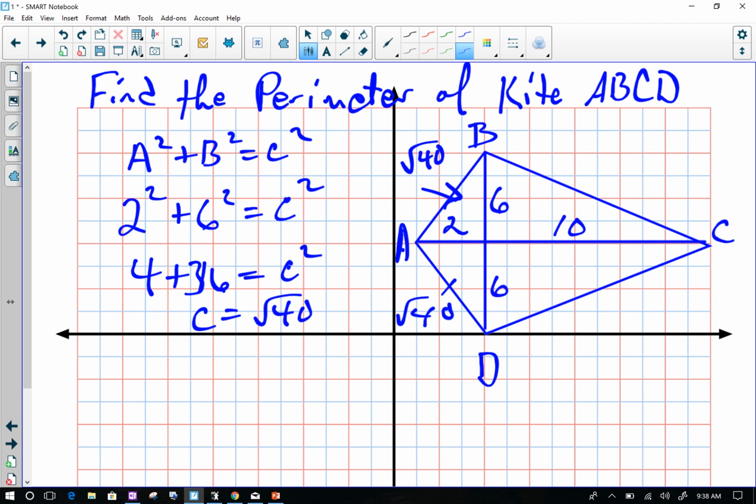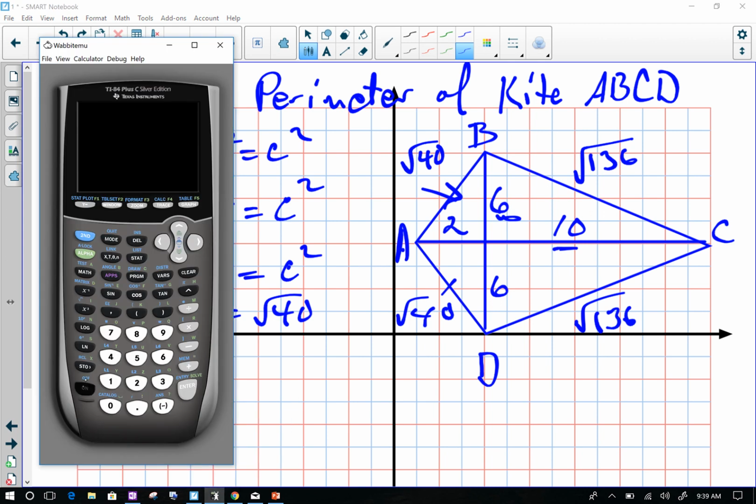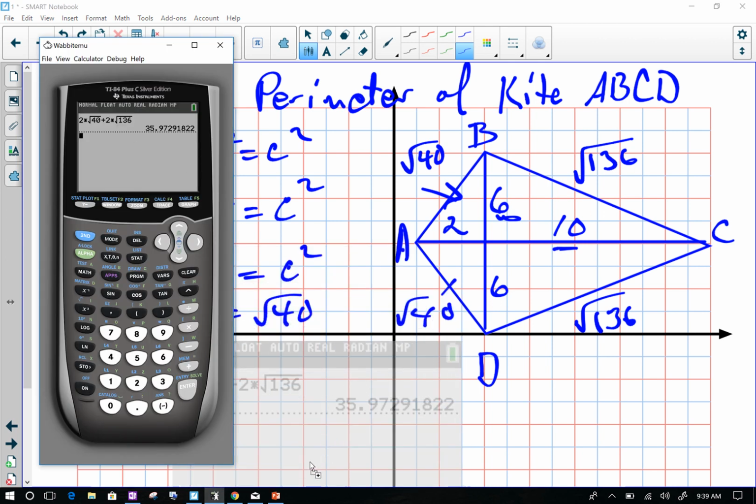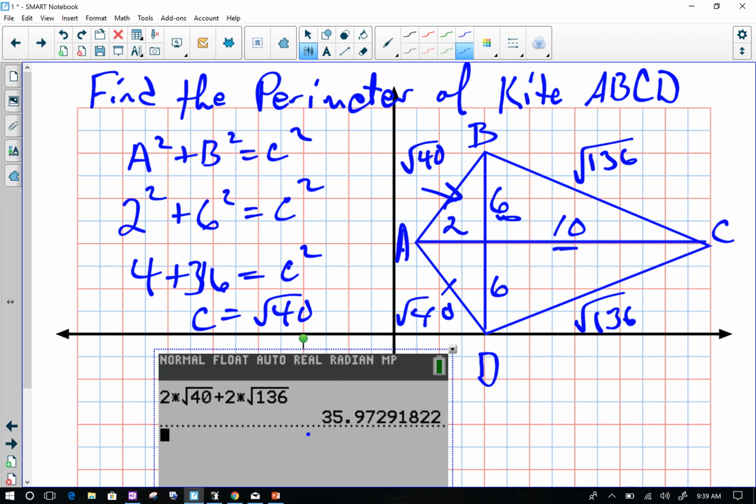And then we can go ahead and reason out BC by using the Pythagorean theorem here with the 6 and the 10. That would be 6 squared is 36, 10 squared is 100. 100 plus 36 is square root of 136. And we can copy that down to DC because those two sides are also congruent. So now if we add all those up, you can see I already did that here on my calculator. We end up with a value of approximately 36.